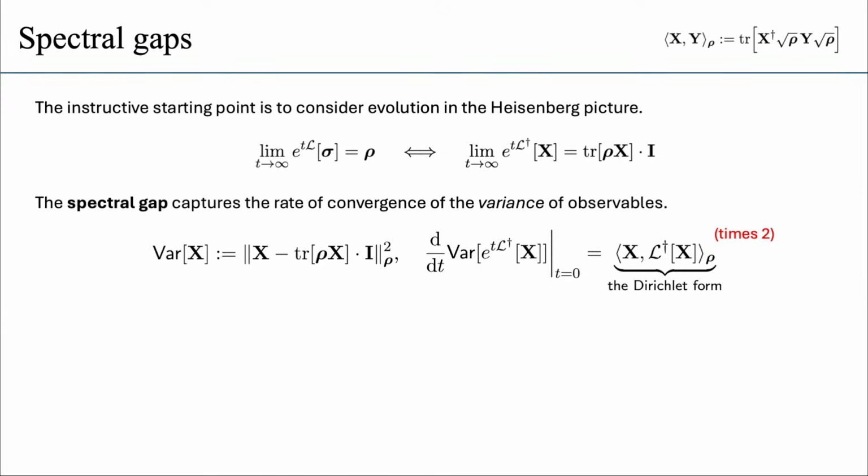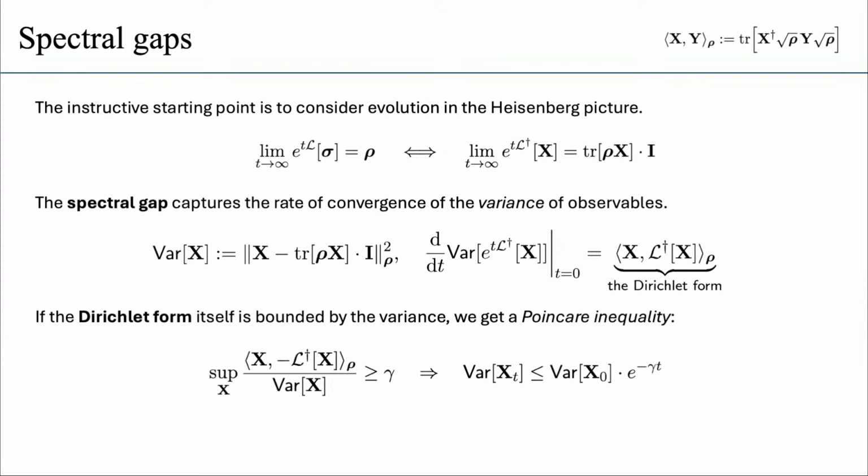The crux of the spectral gap method is to say, if the Dirichlet form itself is bounded by the variance, then we get an exponential decay of the variance. So in particular, let's just look at this bottom formula. If the Dirichlet form with a negative sign is bounded by minus gamma times the variance, this is just a first order ODE, we get an exponential decay of the variance, where the constant is the spectral gap.